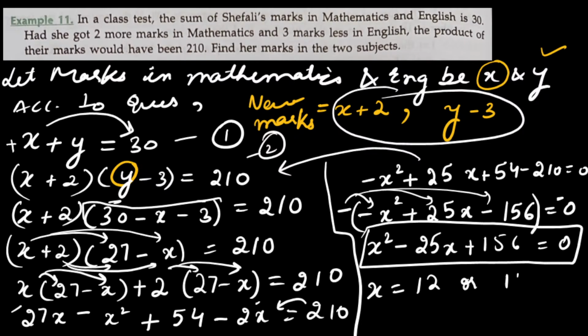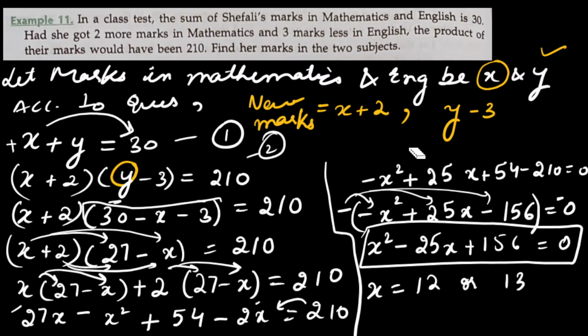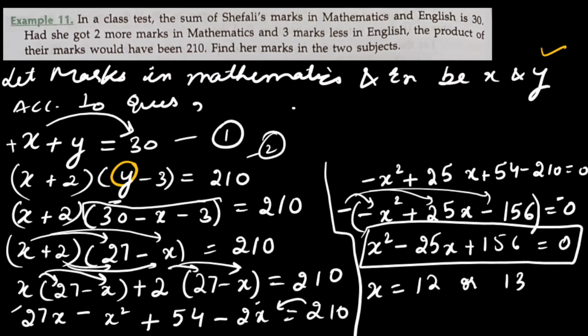x is equals to 12 or 13. So that means the marks in maths we have assumed as x. So possibilities are, marks of maths can be 12 or 13. So what about the English marks, which we have assumed as y? So from here we can find this also. We know this thing, marks of English, at starting itself I wrote it is 30 minus x. So y is what? From this equation we got y is equals to 30 minus x.